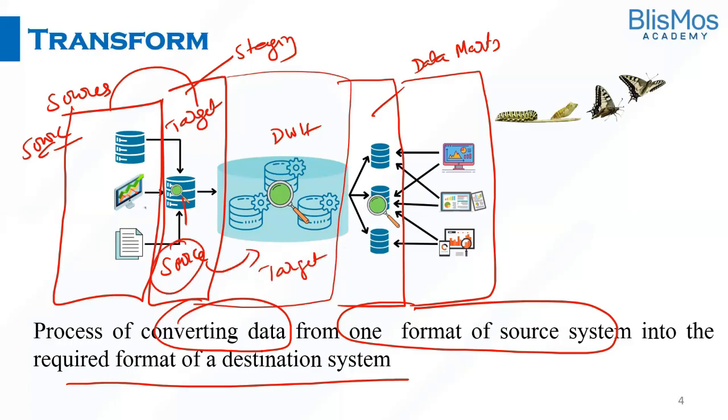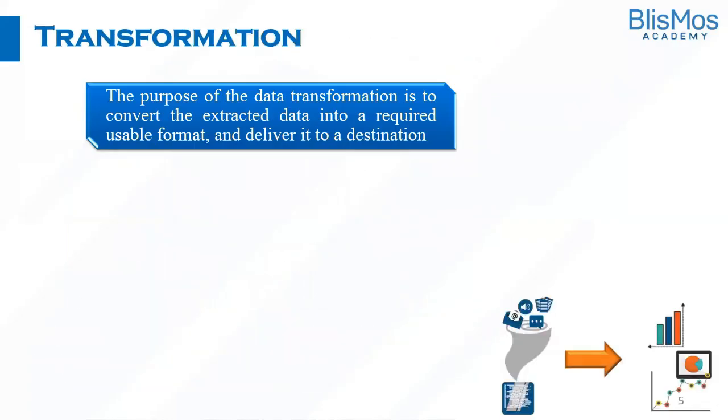What is happening in the transformation? We're converting the data from one format in the source system. For example, the data in staging can be considered as the data in a source, and that is subjected to transformation and loaded into the data warehouse. Just to summarize, the purpose of the data transformation is to convert the extracted data into the required usable structured format and deliver it to the destination, the destination here being the data warehouse.